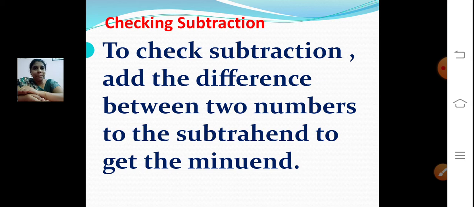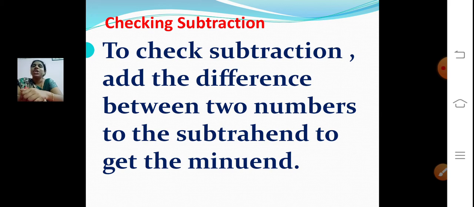So now, checking subtraction. What do you mean by checking subtraction? So I have done subtraction. I just want to know whether my difference, that answer, is correct or not. We'll see now how to check my answer, whether I have done my sum correctly or not.